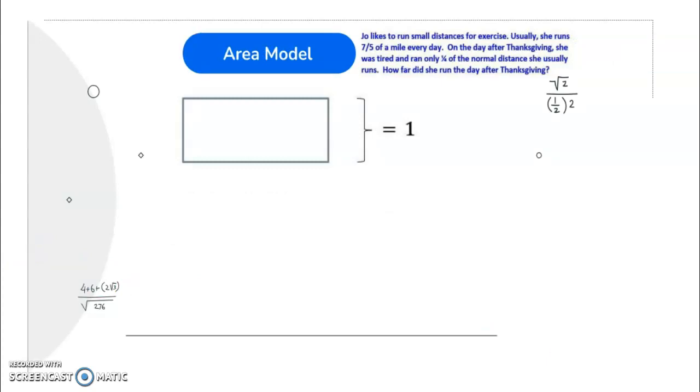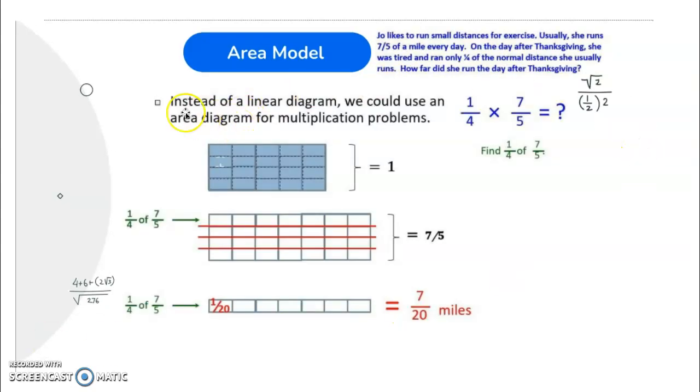Right. So one measuring unit. Right. Okay. Linear model diagram we could use as 1/4 times 7/5. 1/4 times 7/5. If we have one basic measuring unit, 1, 2, 3, 4, 5, or 5 columns, 4 rows. Okay. 1, 2, 3, 4, 5. 5 times 4 is 20.